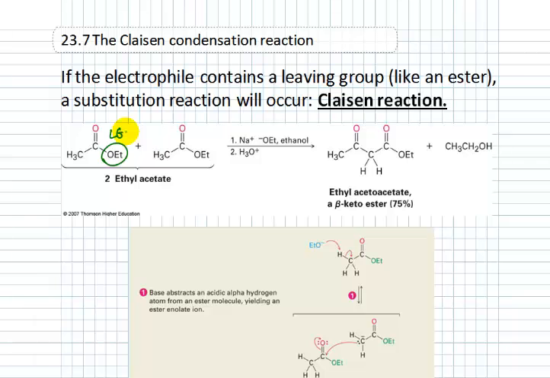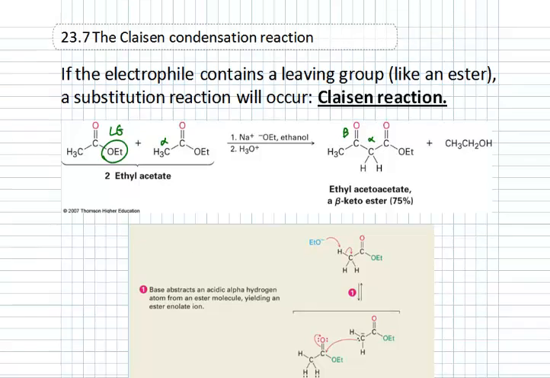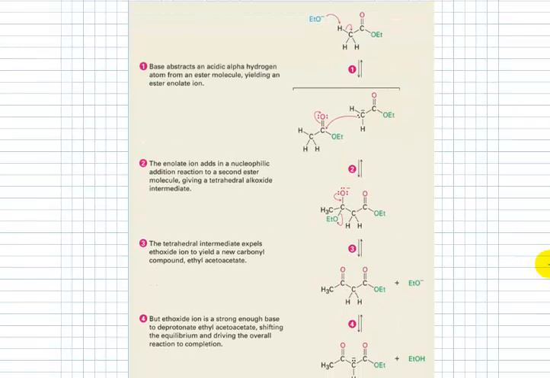We end up with a beta keto ester, right? So we have the original ester group here on the alpha carbon. The beta carbon is a regenerated carbonyl because we got to kick out that leaving group. So let's take a close look at this mechanism.